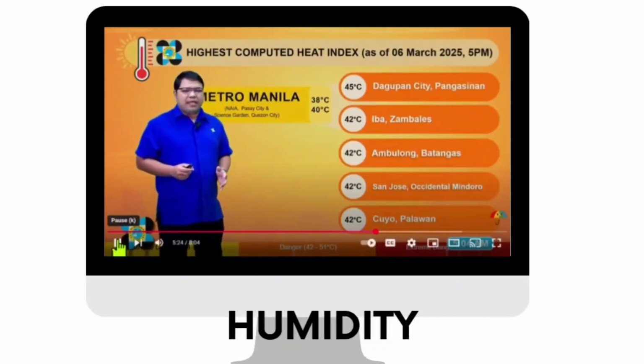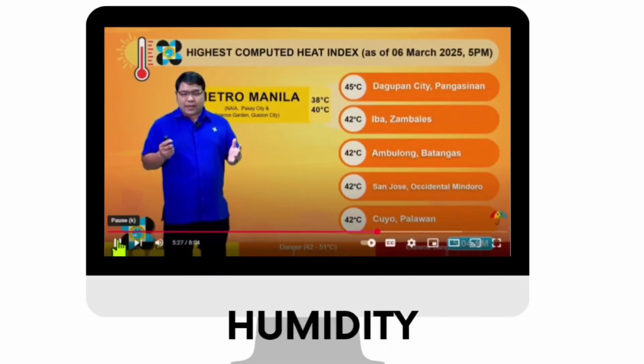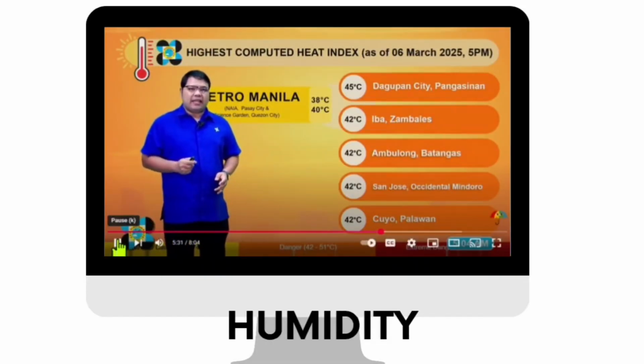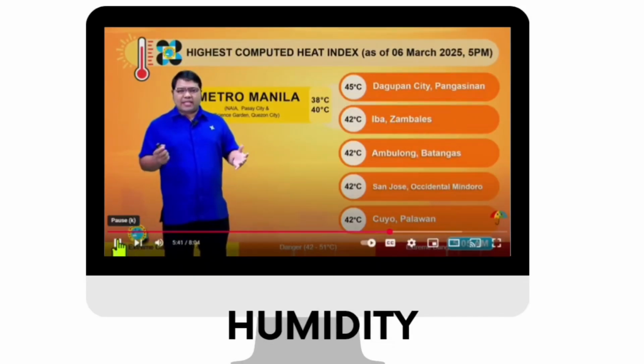Kahapon na itala natin yung pinakamainit na heat index. Muli po kapag sinabi nating heat index, ito yung nararamdamang init ng ating katawan. Pinagsama ito na temperatura na name-measure o nasusukat ng mga thermometers, gayon din yung halumigmig o yung moisture ng hangin. Kapag pinagsama po natin yun, ito yung heat index o nararamdamang init ng ating katawan.